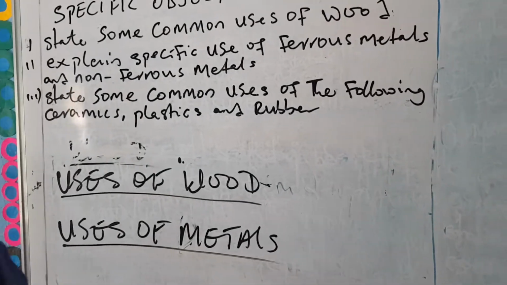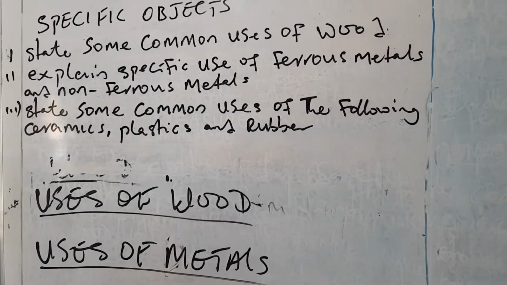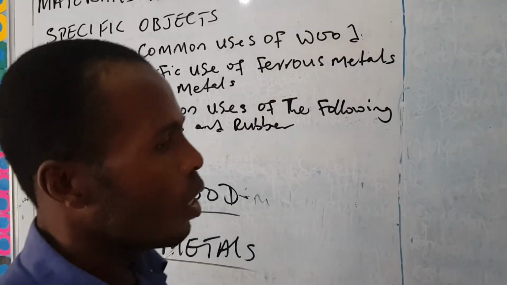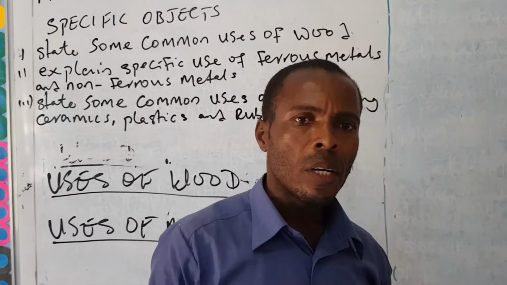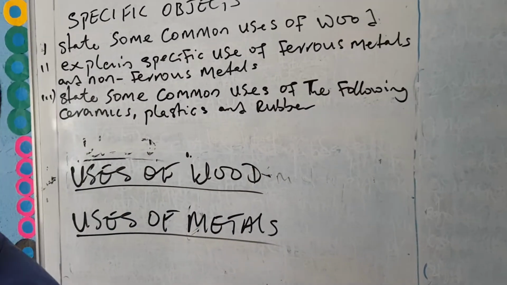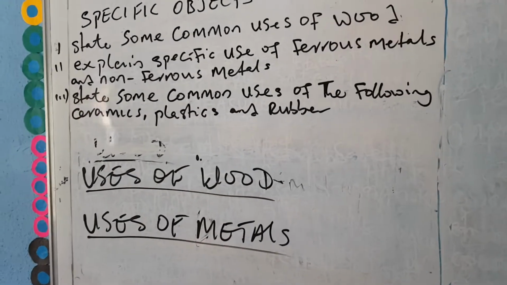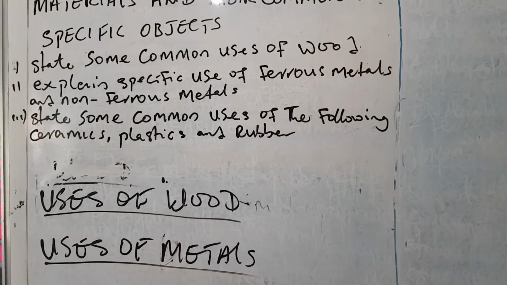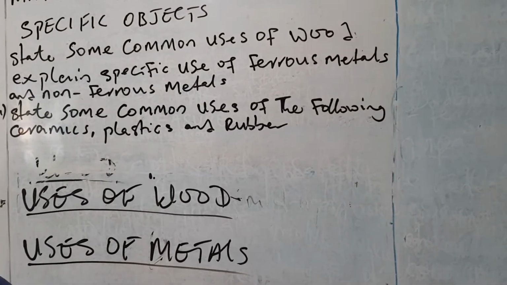The next one is brass. The brass is used for making musical instruments. Brass is used in making musical instruments. Example, the trumpet. The trumpet is an example of brass. Anywhere I see a trumpet, it's made up of what? Brass. And it's under non-ferrous what? Metal. Like I said, they are non-magnetic.